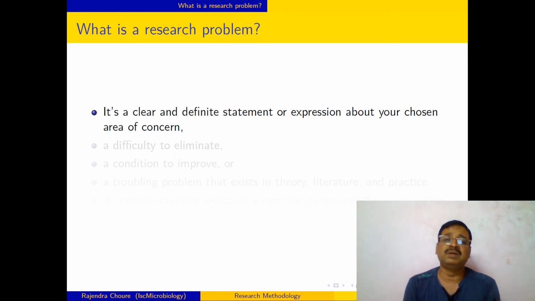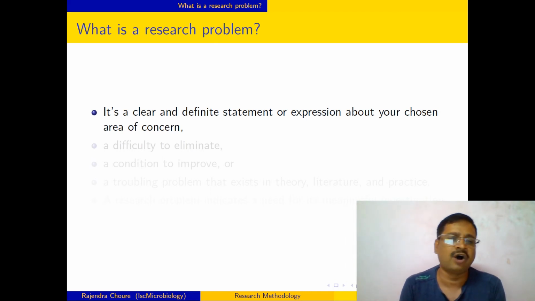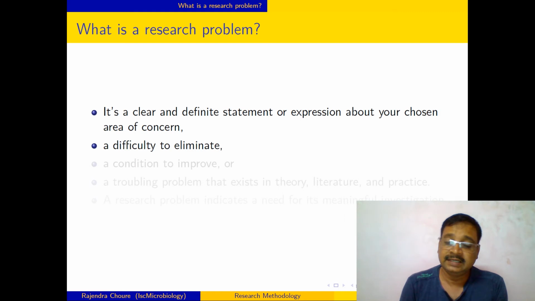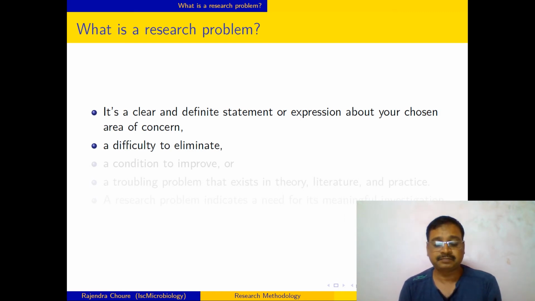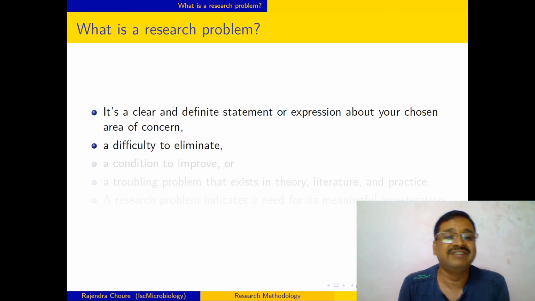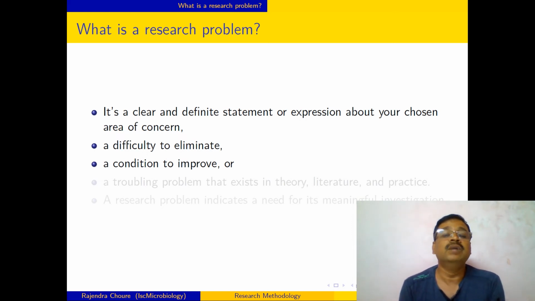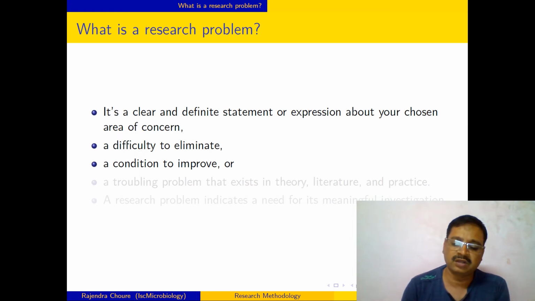Then what is a research problem? It's a clear and definite statement or expression about your chosen area of concern, and it can be a difficulty to eliminate, like there may be some problem in isolating or cultivating a microorganism. That difficulty you can eliminate. Or a condition to improve, like a particular organism is producing a pigment, but your research will be aimed to improve the production or optimization of the production.